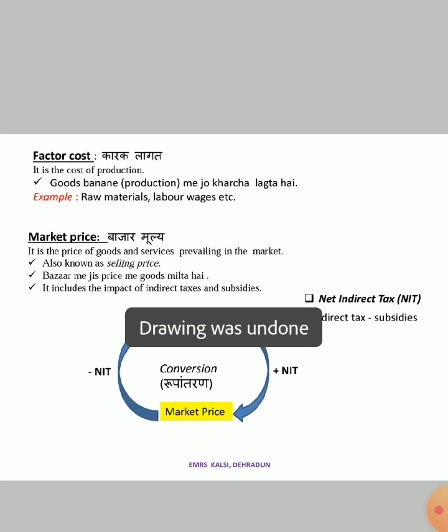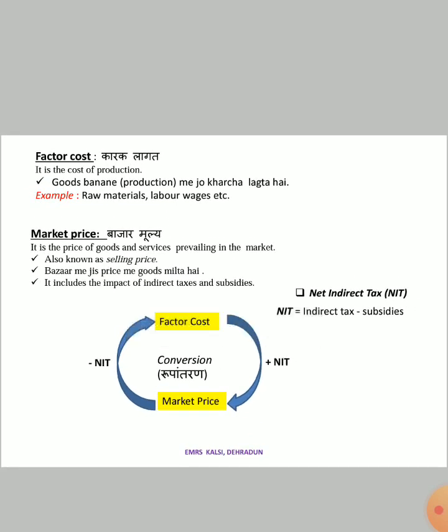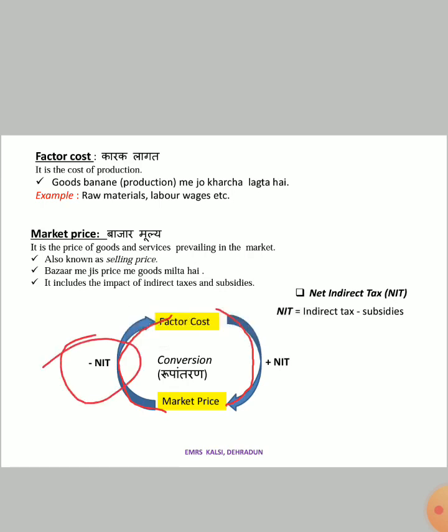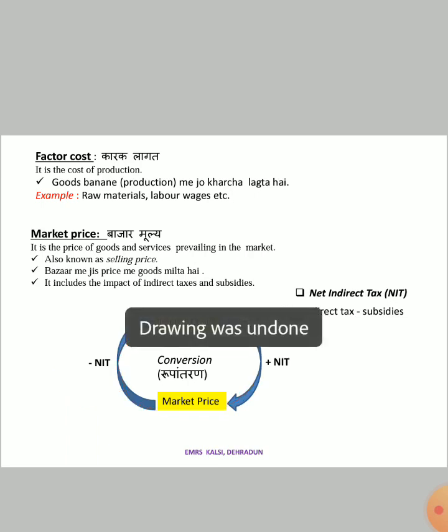Now how can we convert factor cost into market price? If we have to convert factor cost into market price, then we have to add NIT. NIT means net indirect tax. And if we have to convert market price into factor cost, then we have to subtract NIT. Clear? So there are three basic conversion formulas which we have to remember.